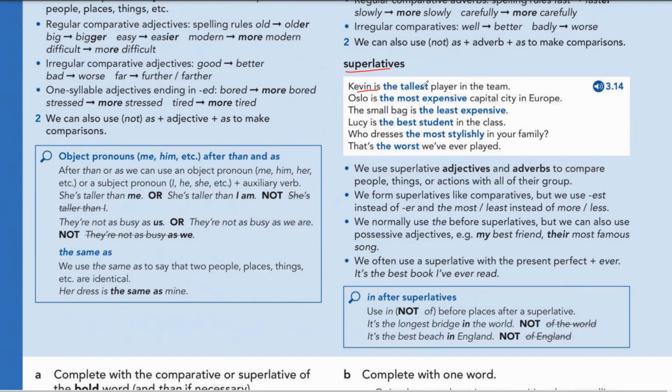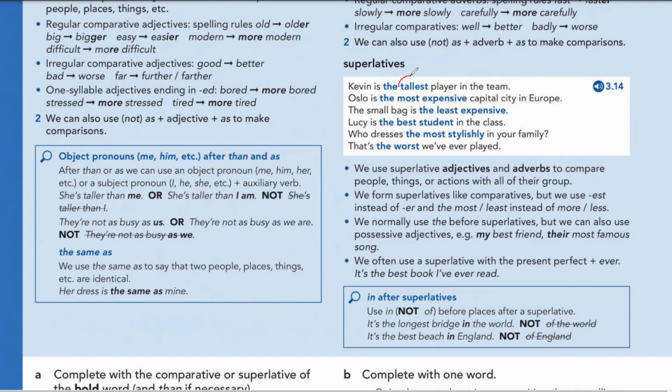Kevin is the tallest player. With superlatives, we always use the. I mean, there are some exceptions, which I'm going to explain at a higher level. But here, always the, so before superlatives, we must use the article. Kevin is the tallest player in the team. Oslo is the most expensive capital city in Europe. So again, the same rule applies.